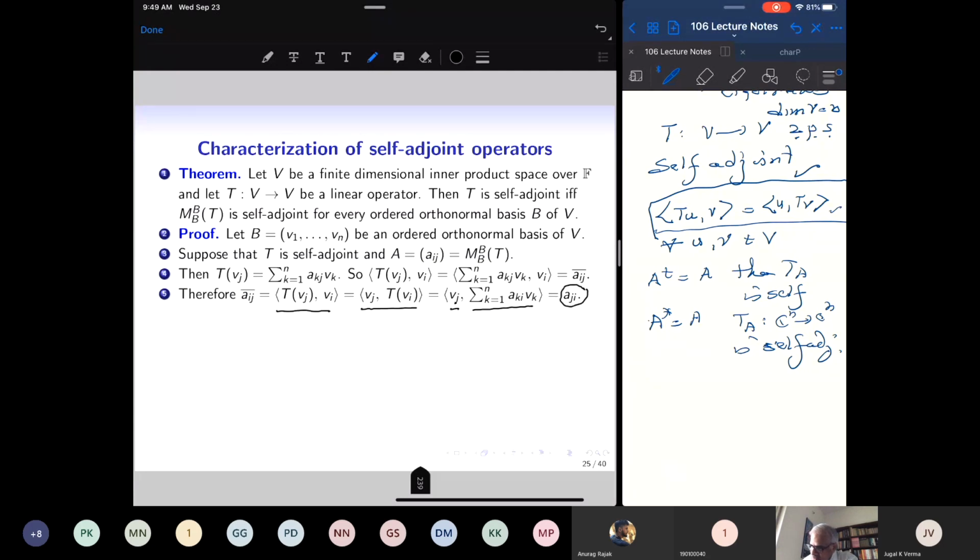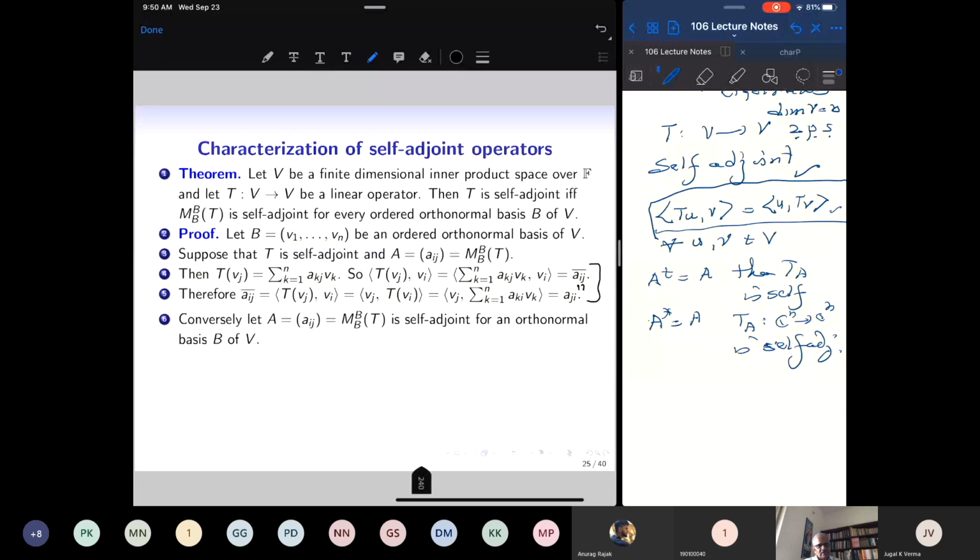But T is self-adjoint, and therefore these two numbers are equal. It says that a_ij bar is equal to a_ji, and that simply says that the matrix A is self-adjoint. So we have proved that if I take a self-adjoint linear operator and pick any orthonormal basis, then the matrix of this operator with respect to this basis is a self-adjoint matrix. A star will be equal to A.